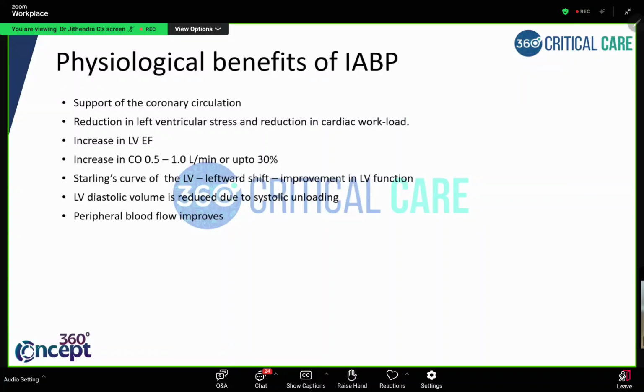So they may ask you a question on Starling's curve also. What happens? Obviously, right side movement of the curve means the LV is becoming bad. So obviously, you're putting IABP to facilitate the LV. So you can blindly say it is a leftward shift. Apart from that, there is systolic unloading. And I told you, even the peripheral blood flow improves. When the balloon inflates and deflates, there is distal pushing of the blood that will improve your peripheral perfusion also. This is not very significant, but this is what they'll be asking.